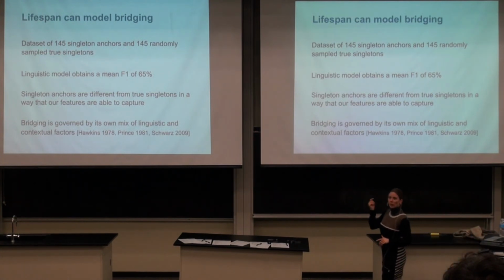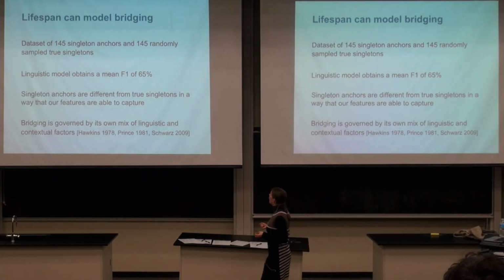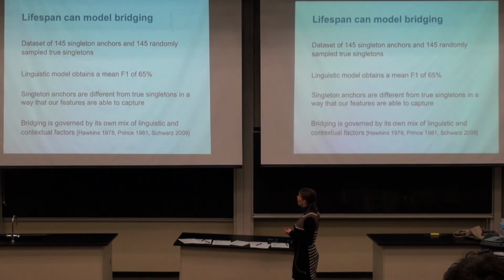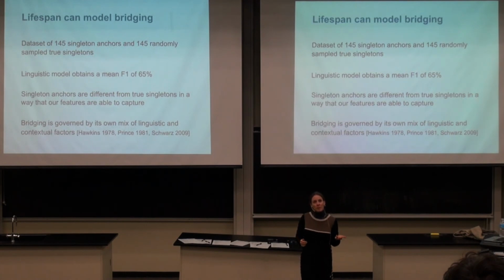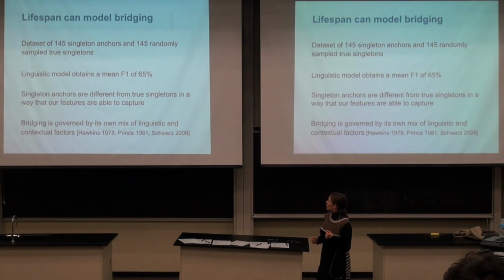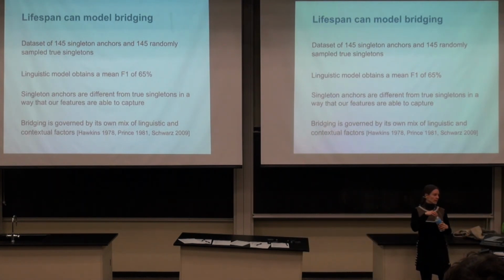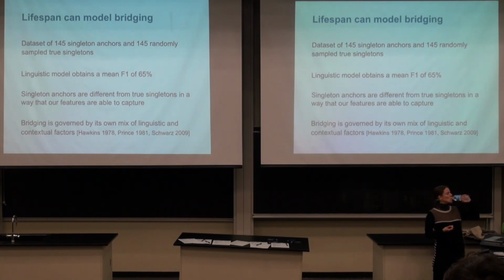And so we see what's our F1 on this. We did that 1,000 times, and we had an average of 65. So it does show that those singleton anchors are different from the true singletons in a way that the model is able to capture.